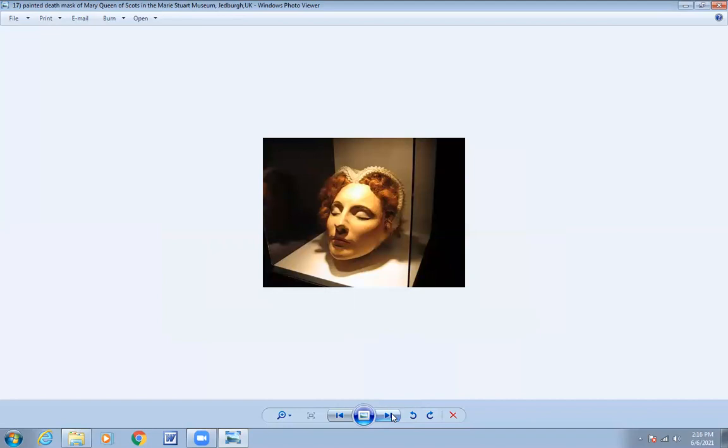This one is from Mary, Queen of Scots, born 1542 to 1587. Now we have two different castings. This one is a painted plaster piece with hair and cloth to make it look realistic. She was also called Mary I, Stewart of Scotland. She was James V's daughter. She was killed, sadly, by beheading. And this piece is in the Mary Stuart Museum in Jedburgh, UK.